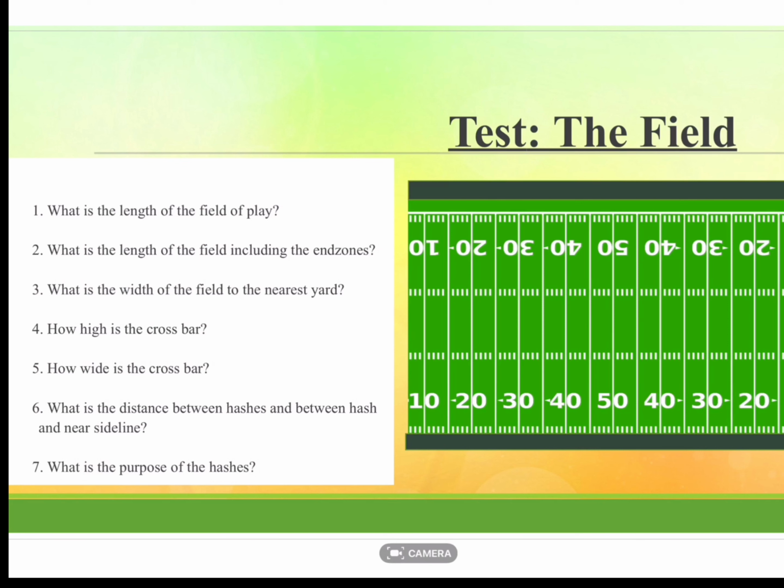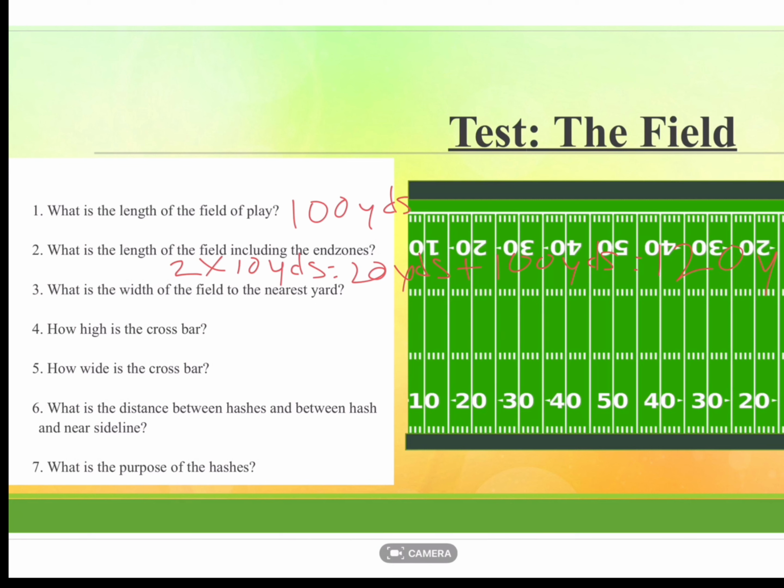All right, welcome back. Let's go through these answers. What is the length of the field of play? Okay, we mentioned before that is 100 yards. What is the length of the field including the end zones? All right, we said that there were 2 end zones and that they were each 10 yards deep. So for a total of 20 yards. And we add that to the field of play distance, which is 100 yards. And that equals 120 yards.